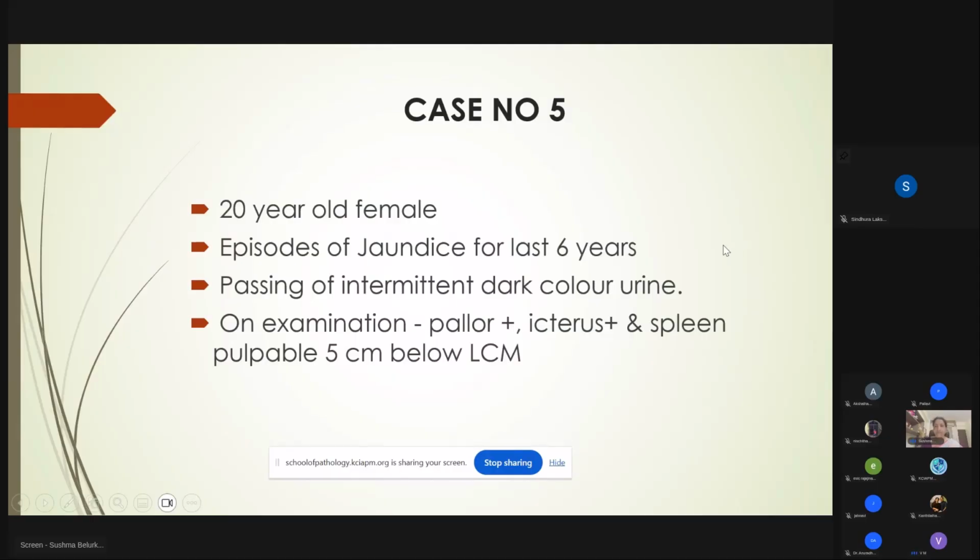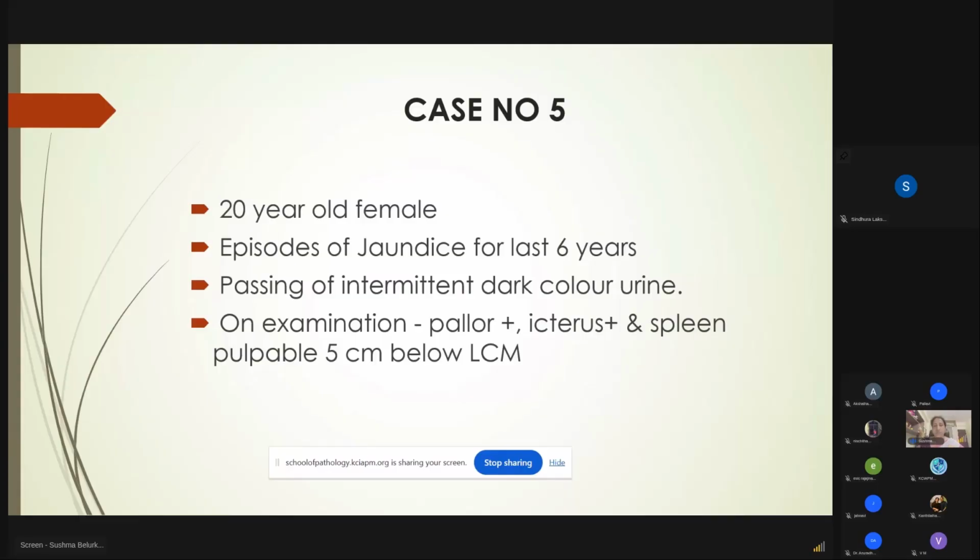Yes, yes. Okay. So this was the last case, a 20-year-old female, with episodes of jaundice for the last 6 years, passing intermittent dark colored urine, and on examination, the patient had pallor, icterus, and spleen palpable 5 centimeters below the left costal margin.